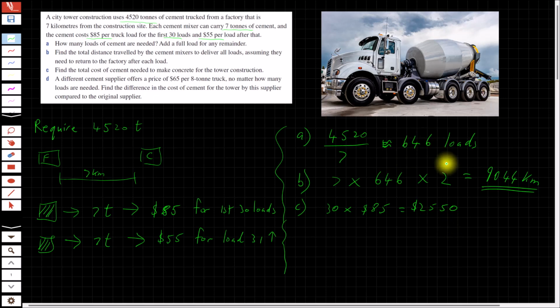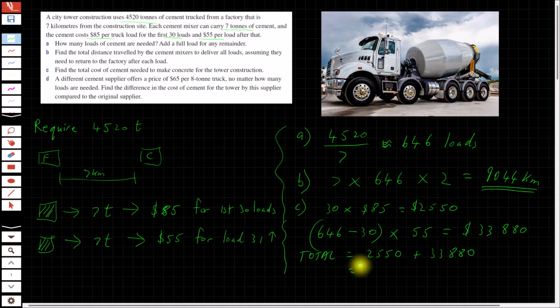But we need to calculate the cost for the remaining loads. So $55 for every load after that. So we need to take 30 off the loads we need. So 646 take away 30. And that number that we calculate here, we times that by 55. I've done this calculation already. It gives us 33,880. So the total cost is equal to 2,550 plus 33,880, and that is equal to $36,430.